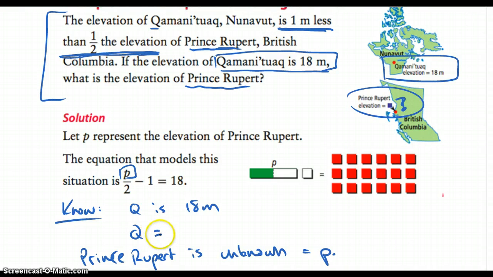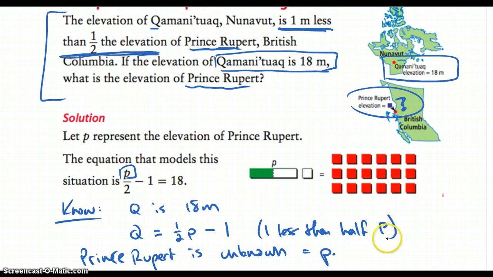So it's equal to half of P minus 1. Right? They said in words it's 1 less than half P. So the important thing is that we understand that we've got these two pieces of information about Q. And I said it is 18. We could also say it's equal to 18. So we know that Q is equal to these two things.